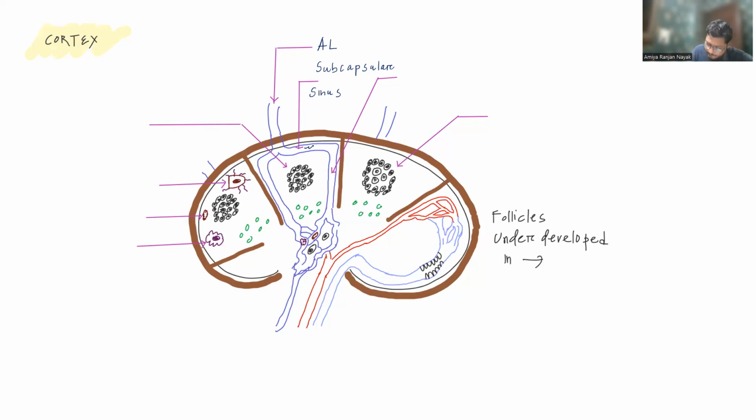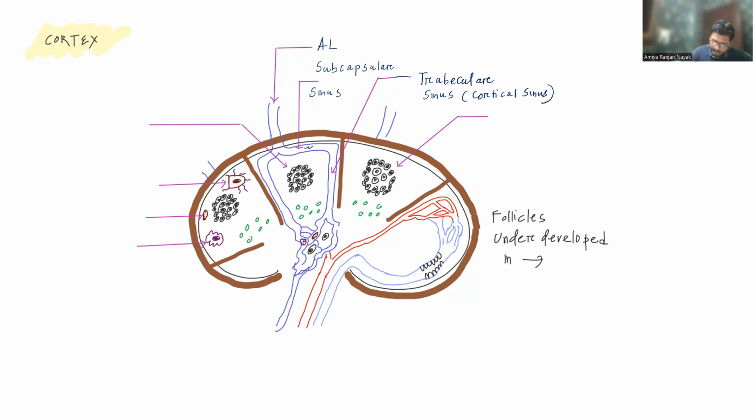Then it will flow into the trabecular sinus, otherwise known as the cortical sinus. After that, it will go into the medullary sinus and out of the lymph node to the efferent lymphatics. But in the cortex, we can find the subcapsular sinus and the trabecular sinus. Then we'll see the follicles.